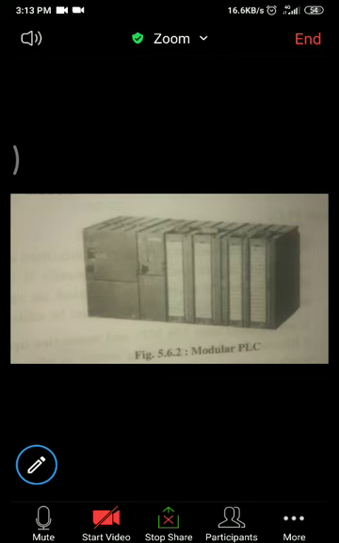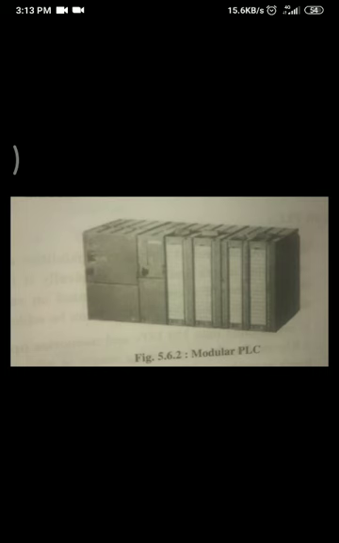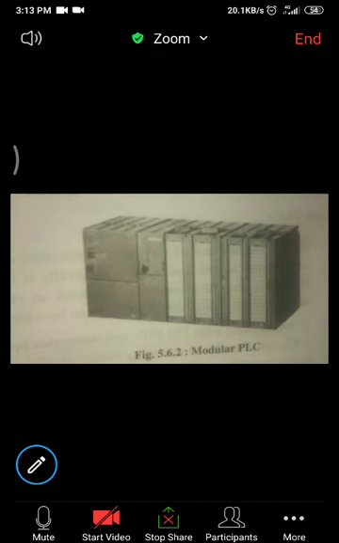As you know, the vertical racks are shown there, so there is a need for communication between these racks and the CPU. So the communication module is there. Then the expansion module: suppose your PLC has 100 input outputs, but you still want more input output modules, so expansion modules are there. With their use, you can increase the number of inputs and outputs.